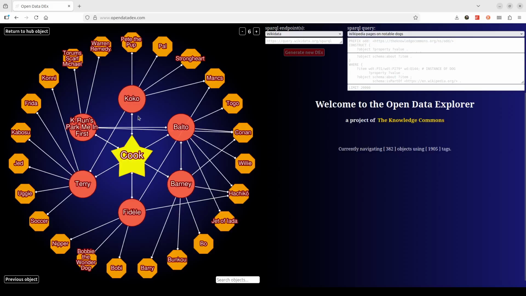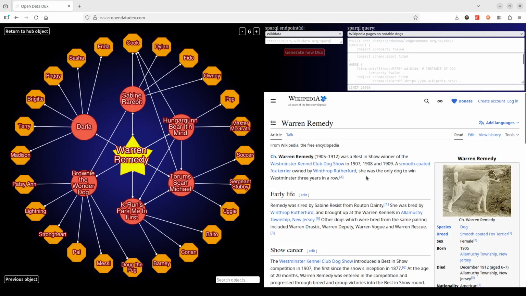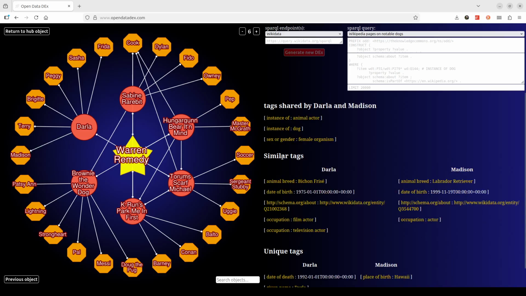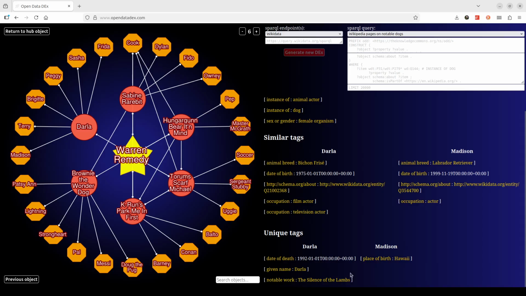Okay, to keep going over the features, you can click on nodes. It'll show you the Wikipedia page here. You can click on edges. It'll do a tag comparison, where a tag is a property value pair. It'll show you tags that are exactly the same between two animals, and then similar where the property is the same but the value's different, and then unique where they don't even share those same properties.